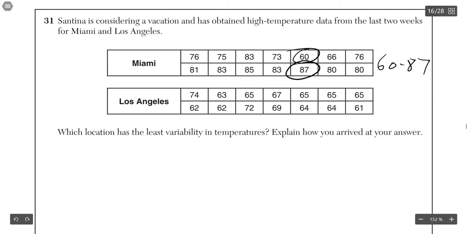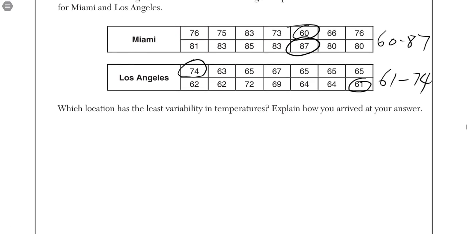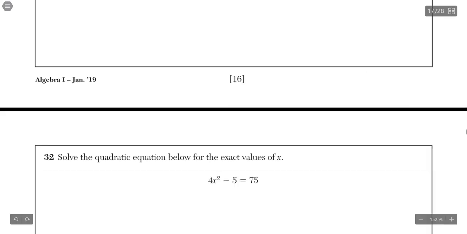Over here, the lowest number looks like it's about 61, and the highest is 74, it looks like. But clearly nothing in the 80s. So this one has less variability, right? Less variance. So the answer would be Los Angeles has less variability. Explain how you arrived at your answer. Because it has a smaller range of temperatures.